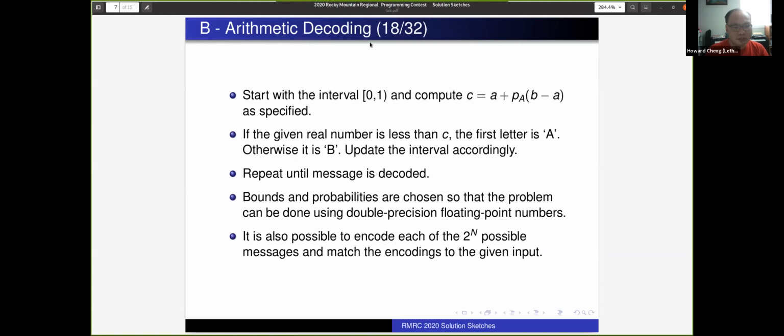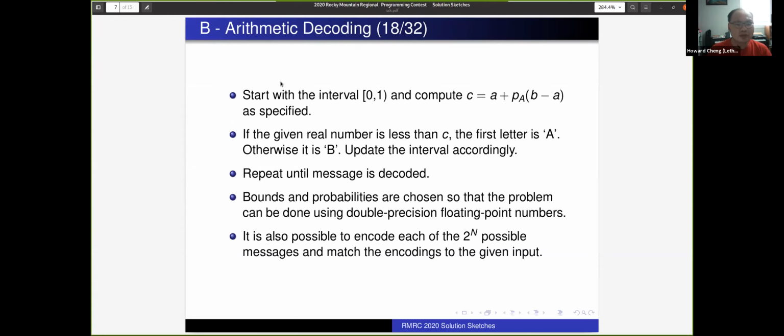Arithmetic decoding. This problem looks a little bit scary at first, maybe because there's math and probability involved, but actually it is not that bad if you just follow along. You're given a number and you basically have to figure out what message it encodes based on some subdividing of intervals recursively as given in the problem statement.